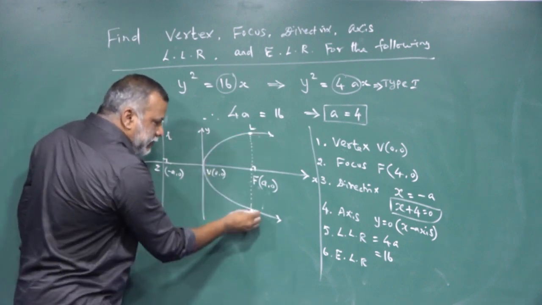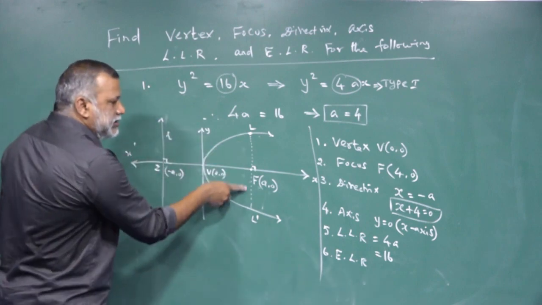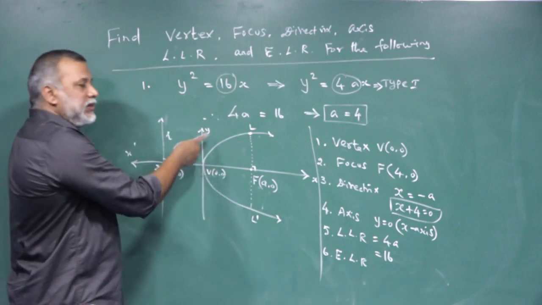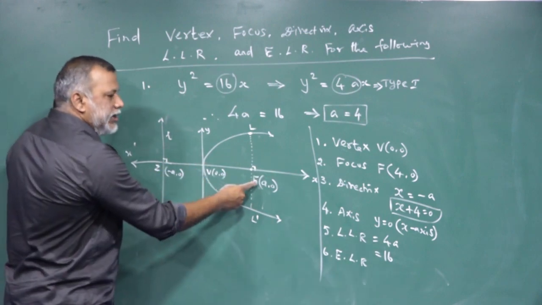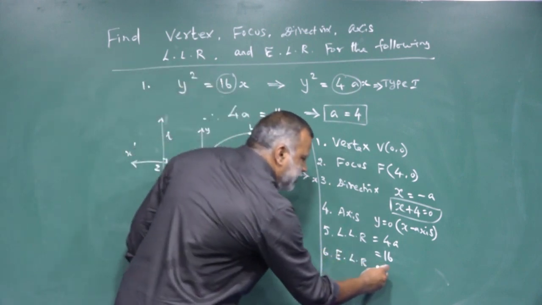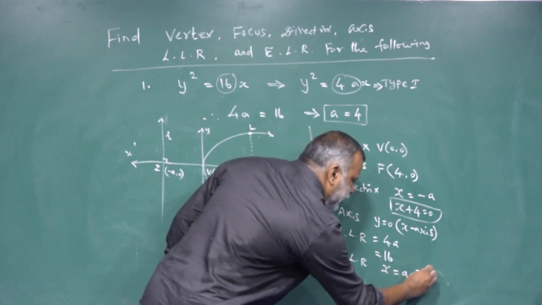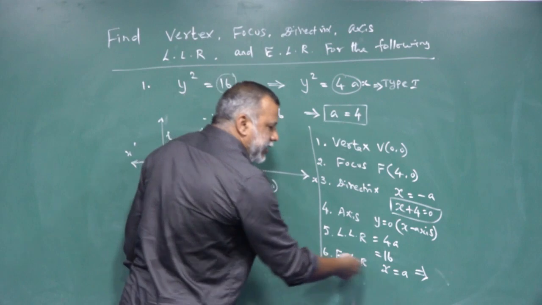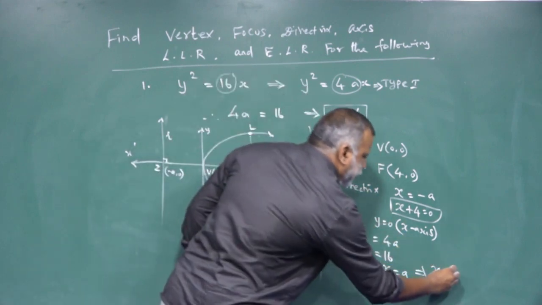Length means this dimension. This is the length. Equation means this line, again parallel to the Y axis. This line parallel to the Y axis means x equal to constant. See, x equal to a. So we can say the equation of the latus rectum is x equal to a, or you can convert to the same side: x minus a. That means x minus a, where a is already 4.